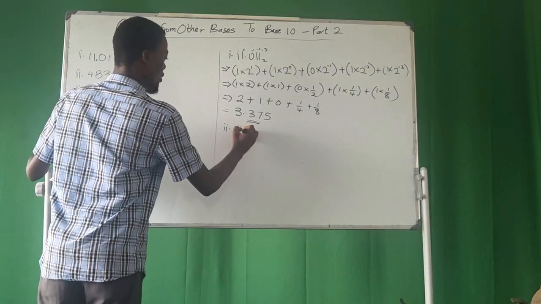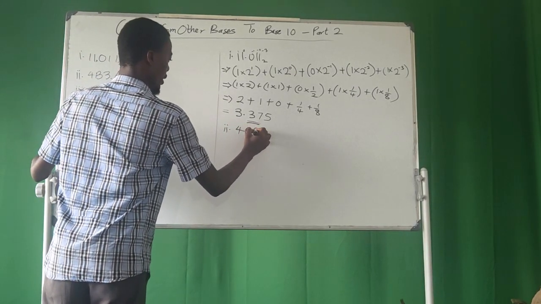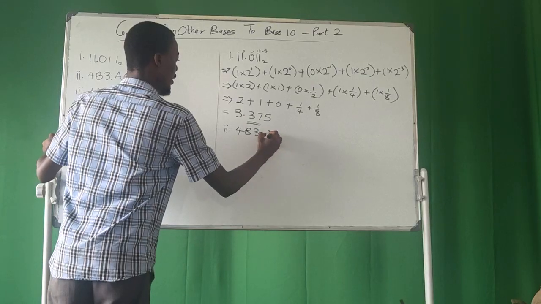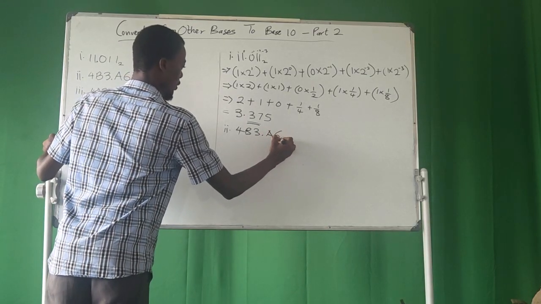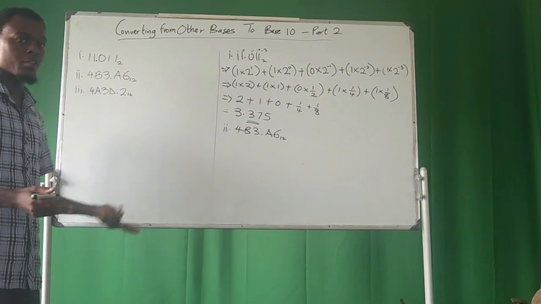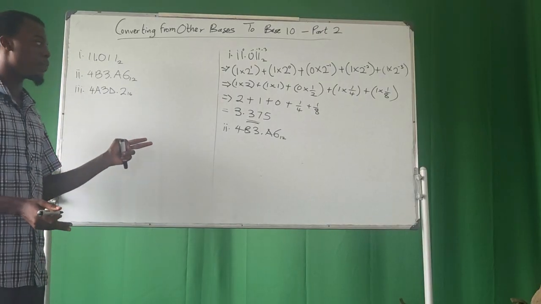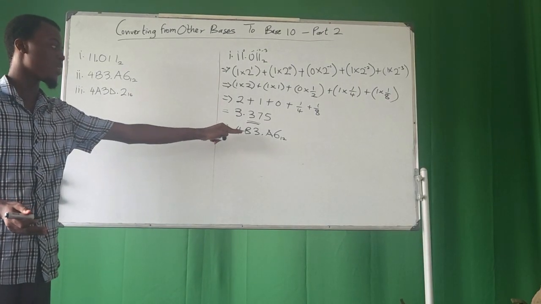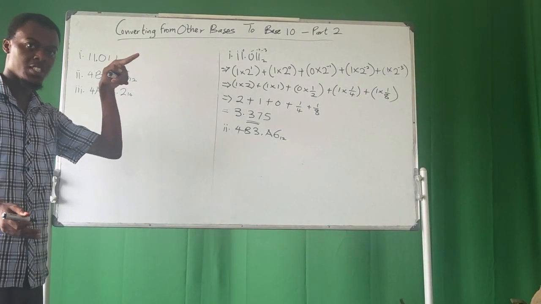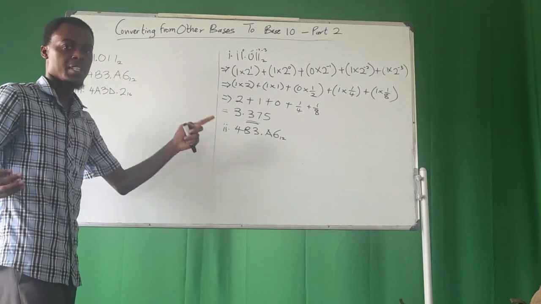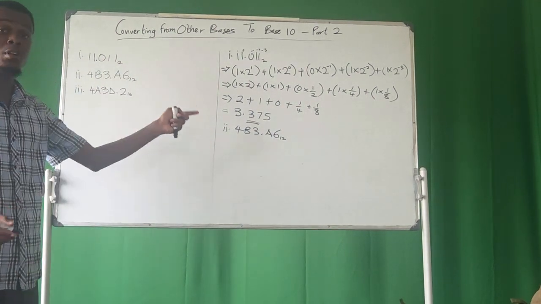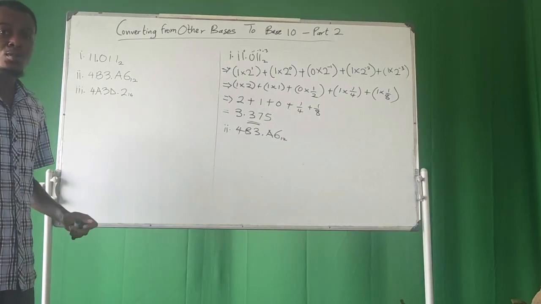Now the next one is 4B3.A6 base 12. And you know, for the old curriculum, in duodecimal, B is 11, which is e, and A is represented by t, which is 10. But for the new curriculum, it's A and B. So let's do it one by one.